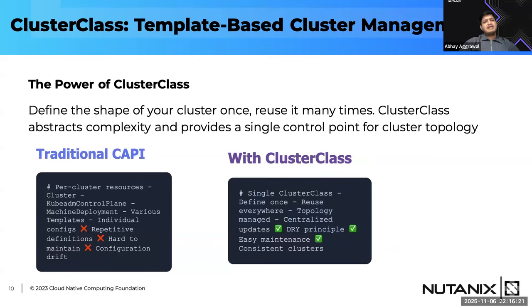ClusterClass. So ClusterClass is perhaps the most important concept we'll cover today. It's what makes managing hundreds of clusters practical. The problem with traditional CAPI. Let me show you a pain point first. In traditional CAPI, every cluster needs a Cluster resource, a KubeadmControlPlane, MachineDeployment, and various templates. If you have 50 clusters, that's 50 sets of these resources. Want to change something? You have to update 50 different clusters. It's a DRY principle violation at scale.